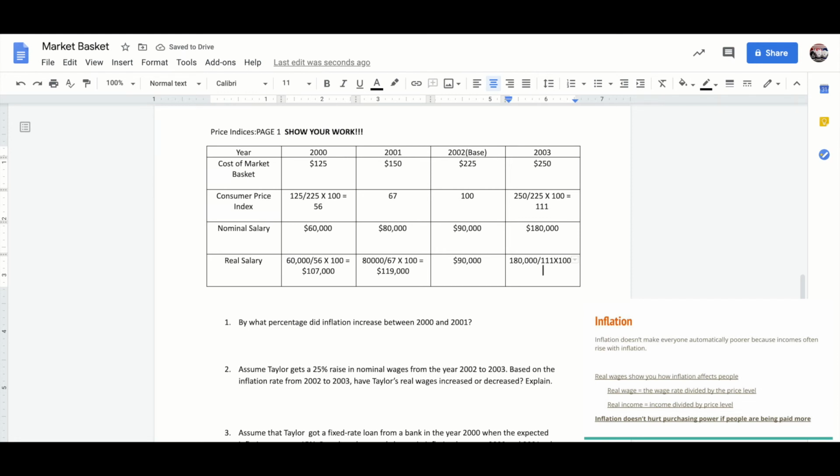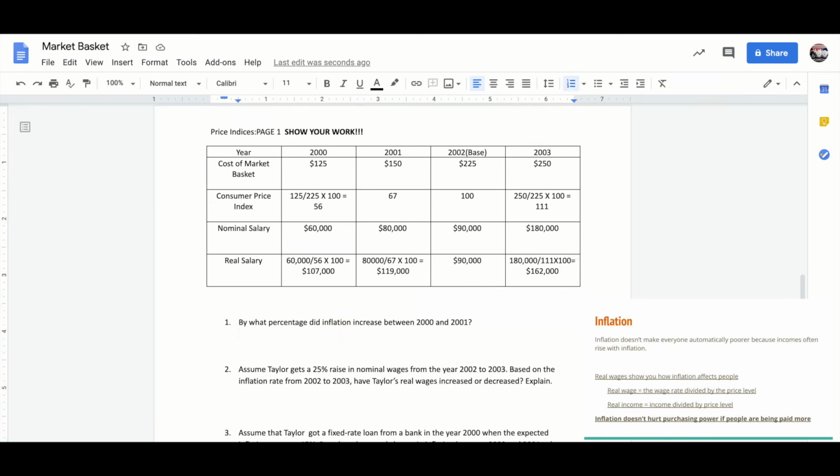180,000 divided by 111 times 100, and that's like making $162,000 in the base year.